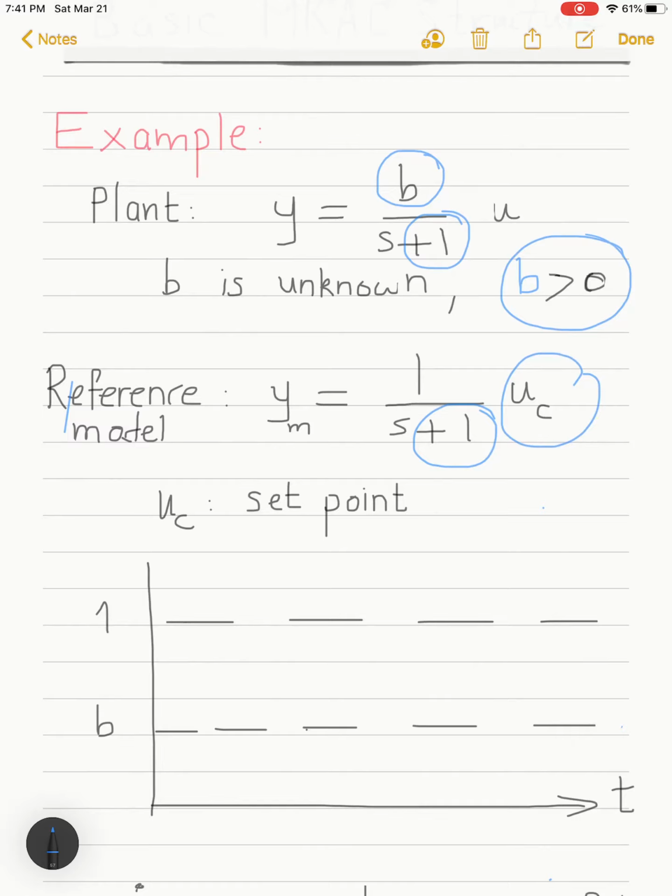Now, if you assume a unit step input, we can plot here both Y and Ym. So, for example, Y would reach a steady state value of B, while Ym for a unit step input would reach a steady state value equal to 1. Both systems have the same time constant, so they reach the steady state at the same time. They have the same settling time. However, as you can see, there is a difference between Ym and Y. Now our purpose is to design a controller such that Y would follow Ym.